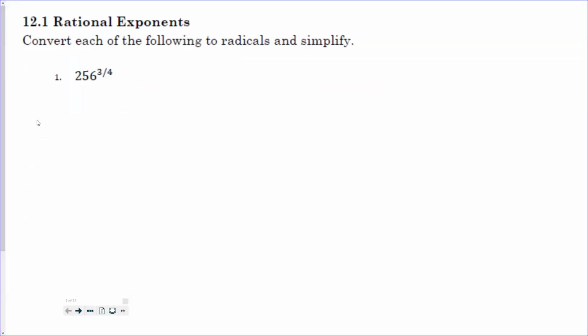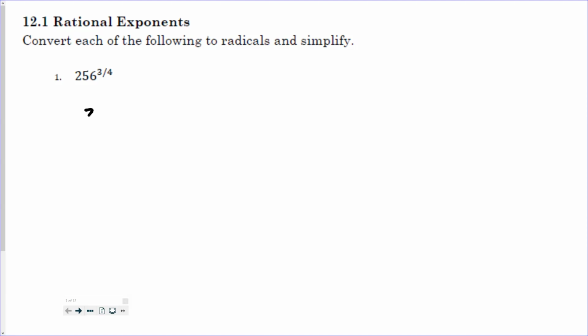So we're gonna start with number one. For number one, we have 256 to the 3/4. I want to convert it to radicals and simplify. So for this one, anytime you have a real number, you want to put it into its prime factorization. It makes it a lot easier to work with.